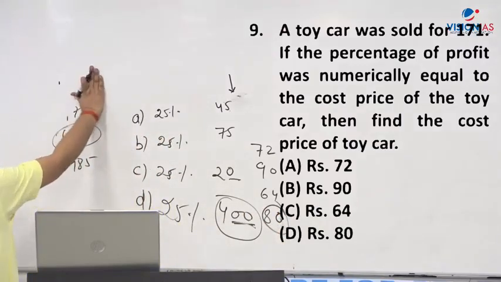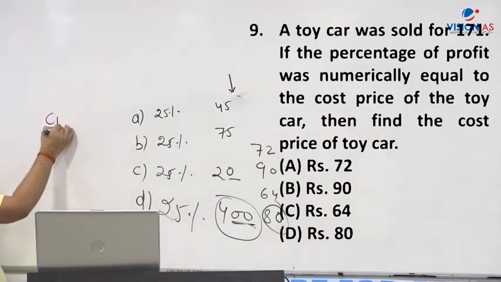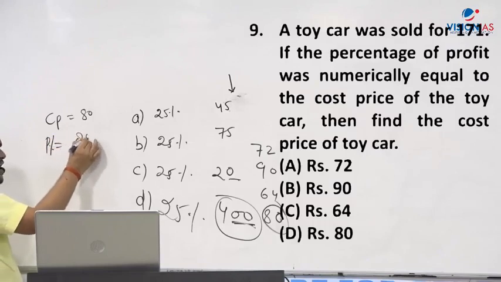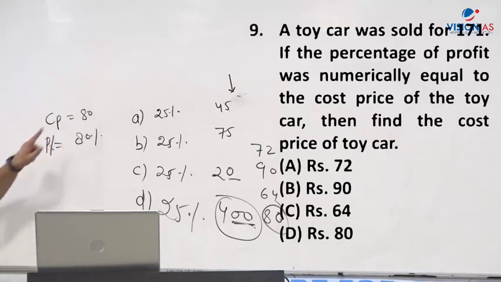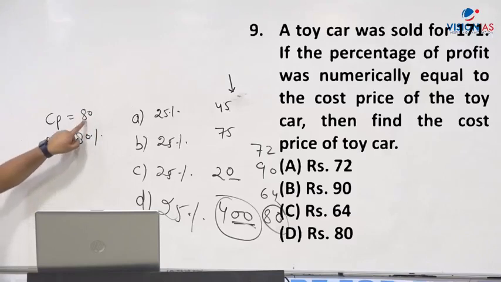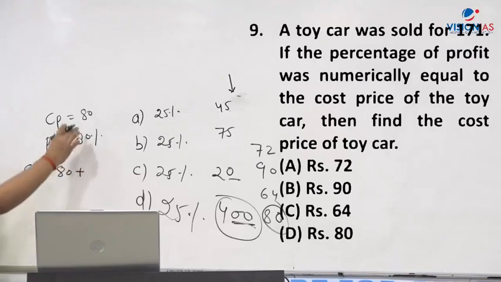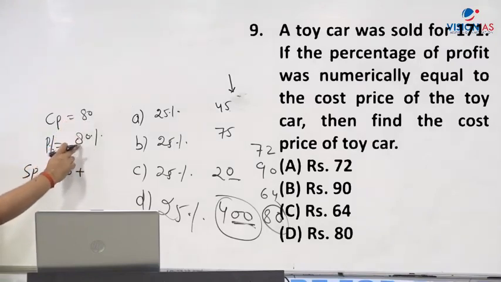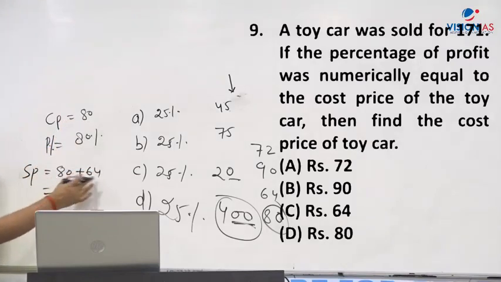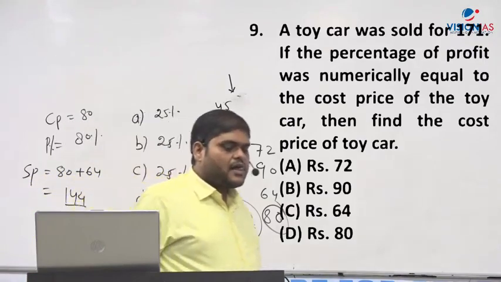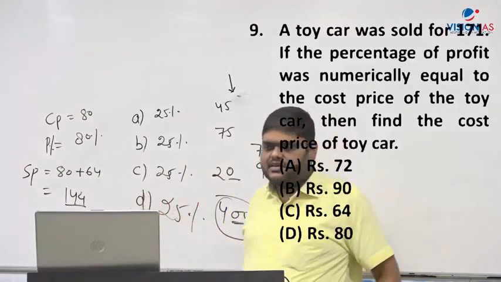That means the cost price is 80 and the profit percent is also 80%. If cost price is 80 and profit percent is 80%, then what does SP become? Cost price plus profit. Profit is 80% of 80, that means 64, and this becomes 144, I think, yes. 144, but the selling price given is 171. That means this is not the correct answer.